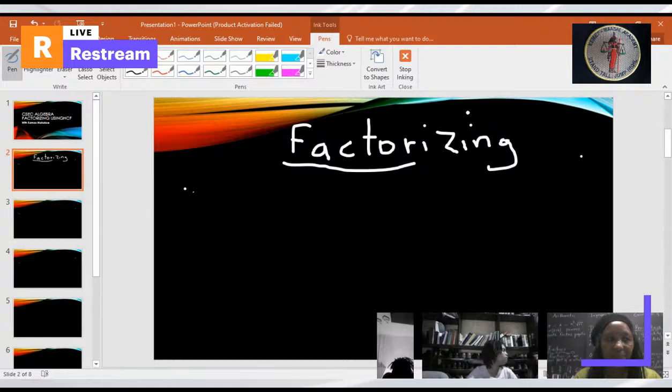Suppose I say 16x squared. What are the factors of 16x squared? So we have an additional component. This time we have an x squared, which is a variable. So the factors of 16 by itself would be 1, 2, 4, 8, and 16.